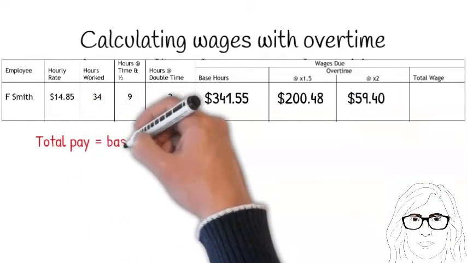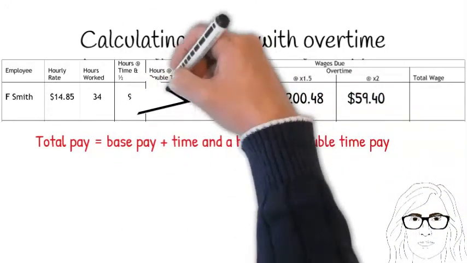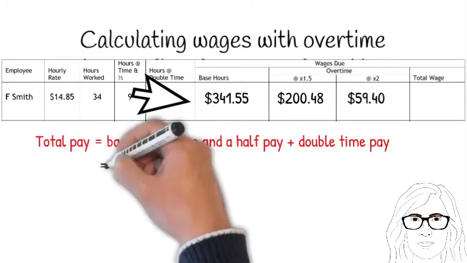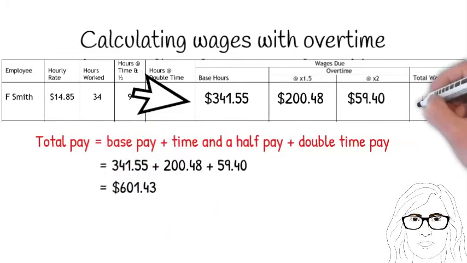And lastly, we need to calculate the total wage that will be going to F. Smith. You're going to add all of these values together that you calculated earlier and come up with the total wage, which would be before tax.